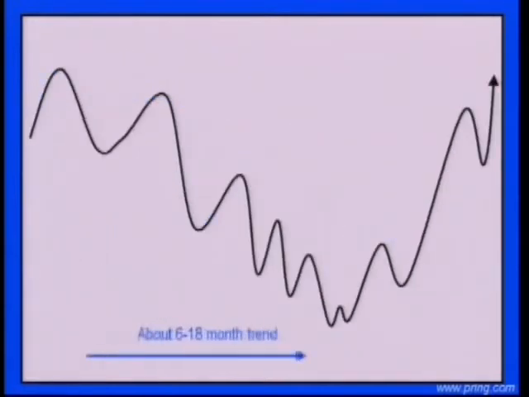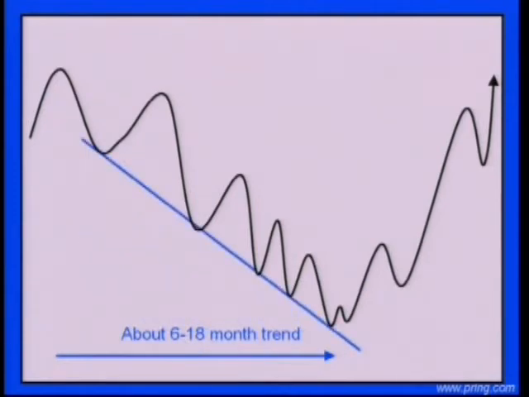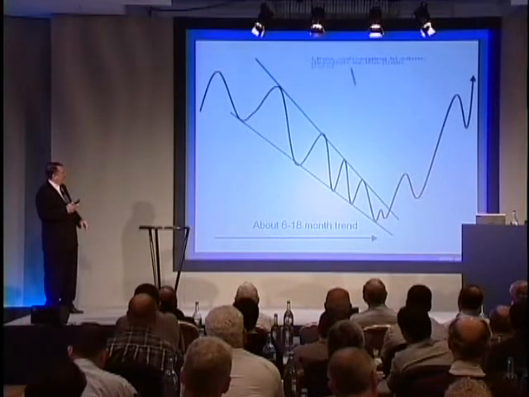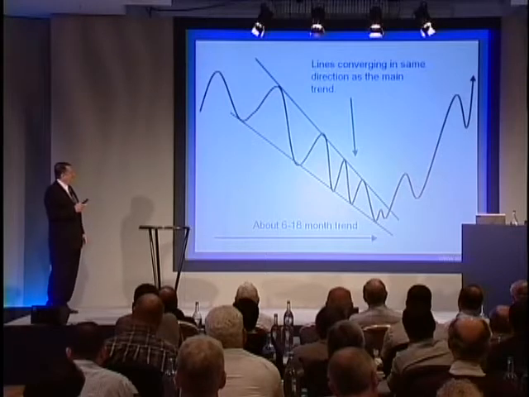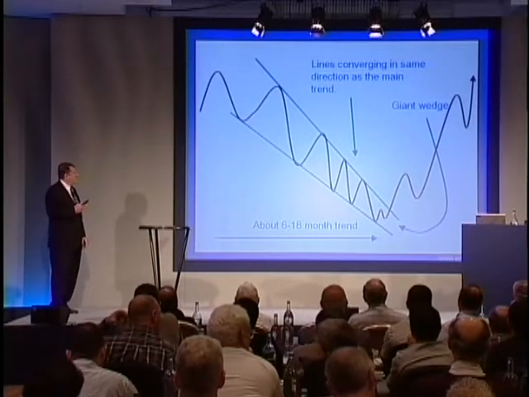And same thing in reverse on the downside. You have a bear market lasting 6 months to 18 months. And then you can draw two converging lines, indicating the balance between buyers and sellers is gradually getting less and less intense. And then finally you get the breakout to the upside. And that's usually followed by a pretty explosive advance.